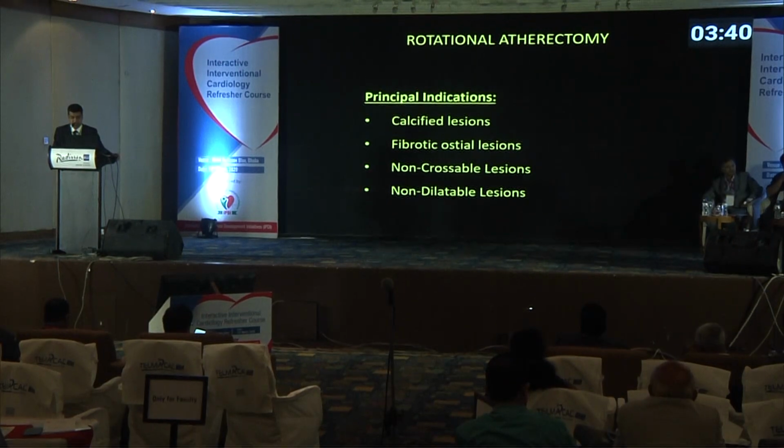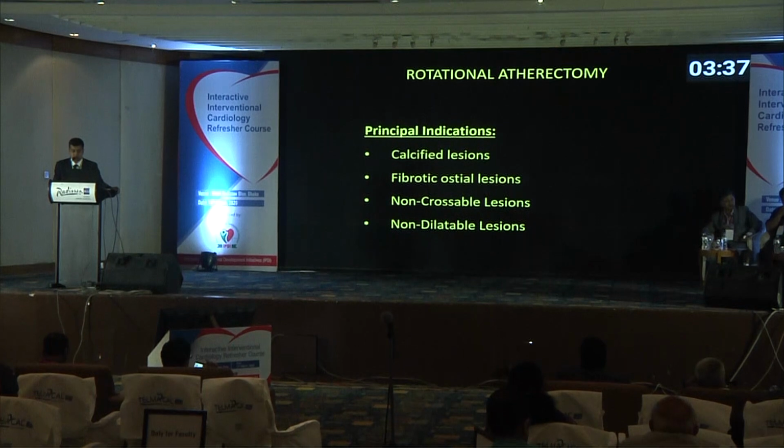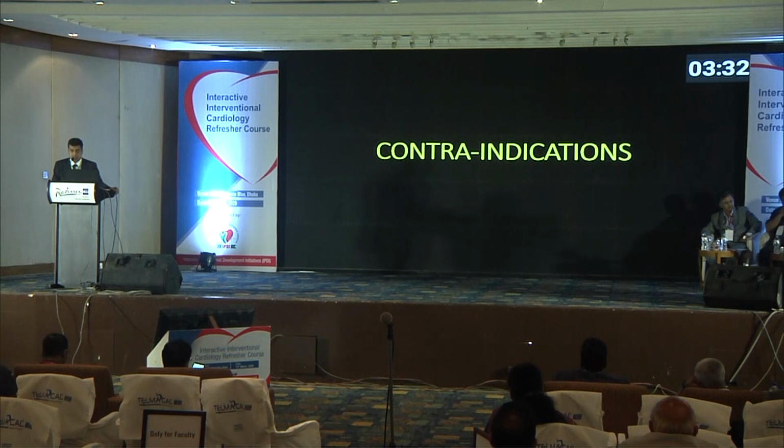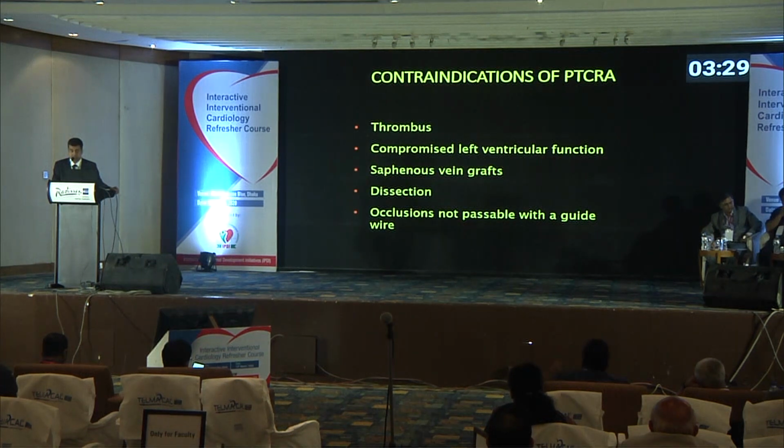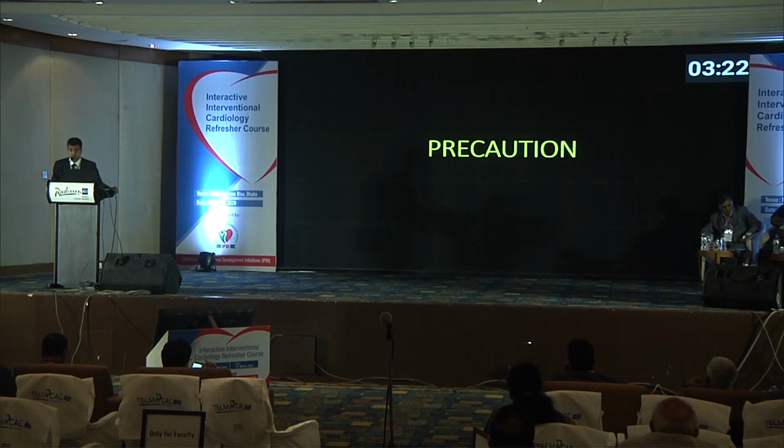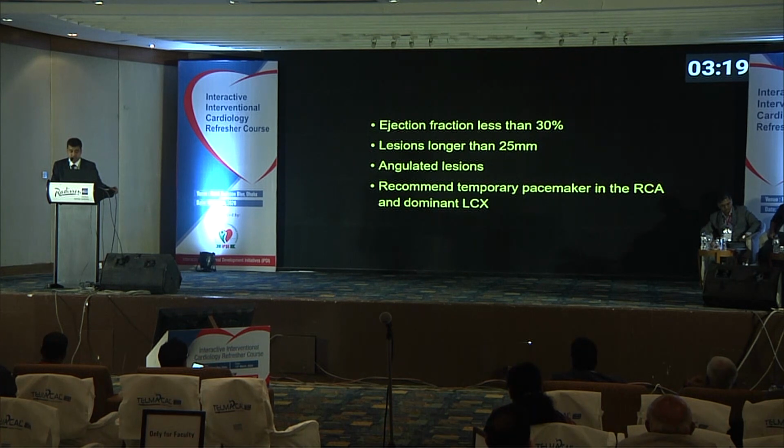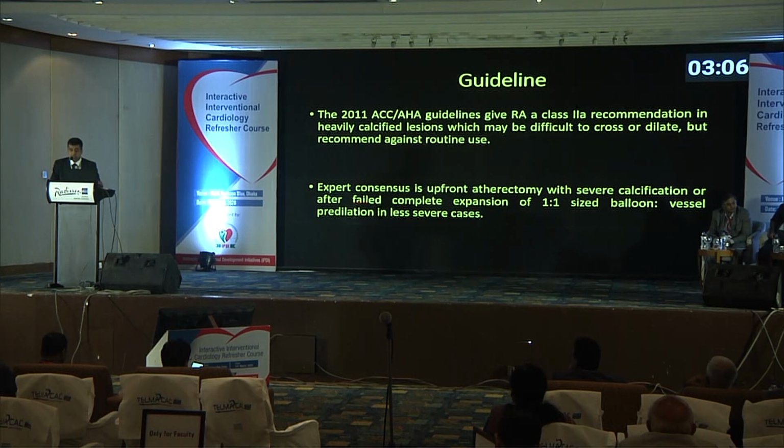So what are the common indications where we are going to use it? Calcified lesion, fibrotic lesion, non-crossable lesion and non-dilatable lesions, especially with stents or balloons. Contraindications or special precautions: if there is thrombus in venous grafts, if there is dissection, or the occlusion is not possible to cross by a guide wire. Precautions where we should be careful: if there is low ejection fraction, the lesion is long, angulated, and we generally prefer to keep a pacemaker in case of RCA or dominant circumflex.